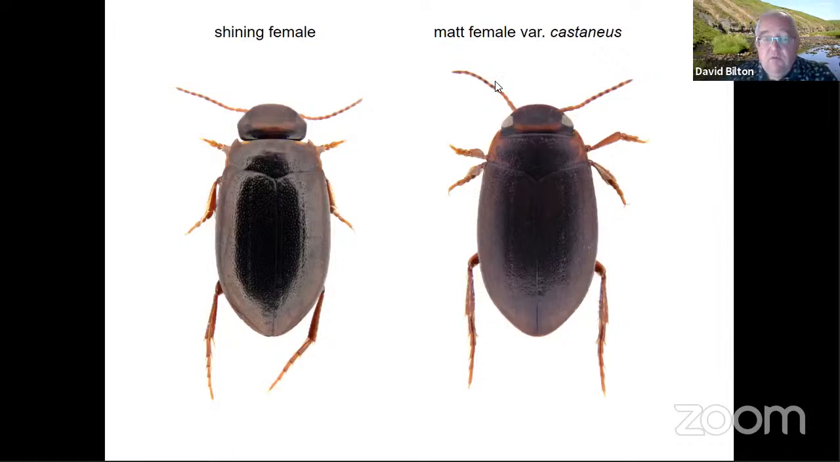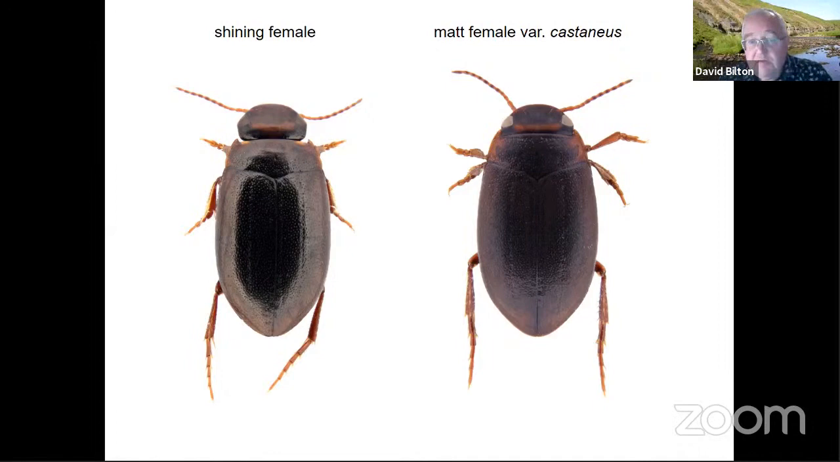And really, until you study them in detail under the microscope, you can't be certain what sex you've got in the field. To others, which look remarkably different. And these have been termed this variety castaneus, because they're sometimes more chestnut coloured, more brownish in appearance, or more obviously brown in appearance, because they have this dull surface.